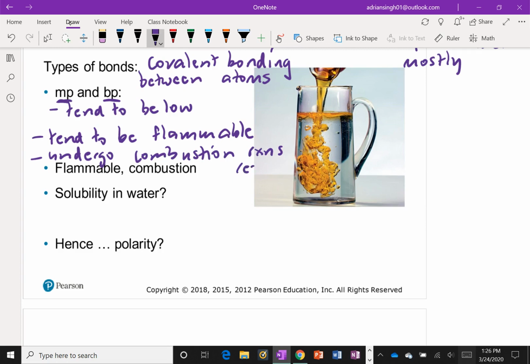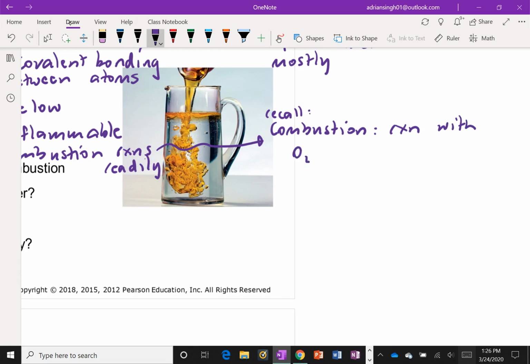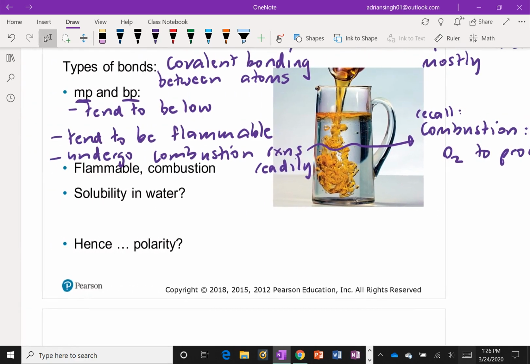Remember combustion from chapter 7. So recall, combustion is the reaction with oxygen, and typically we produce carbon dioxide and water vapor as the products. And organic compounds are really good at undergoing combustion reactions.